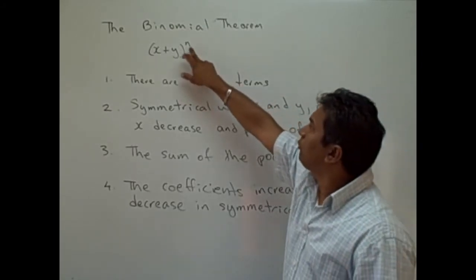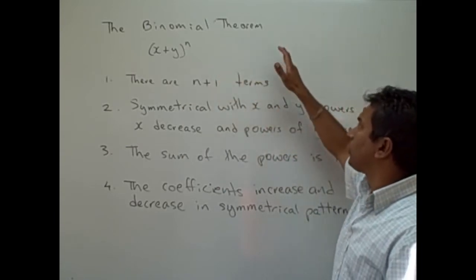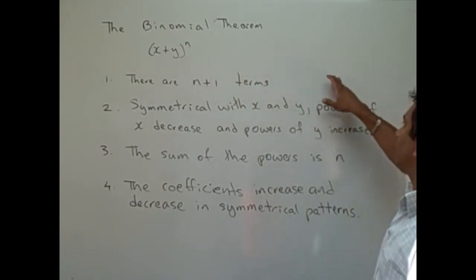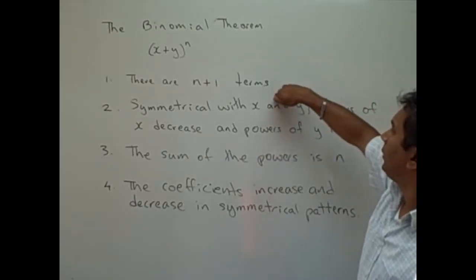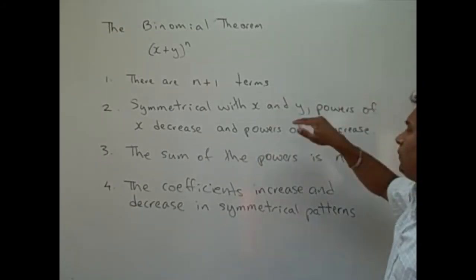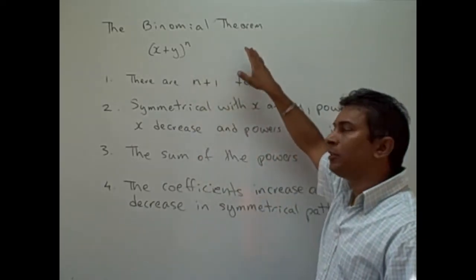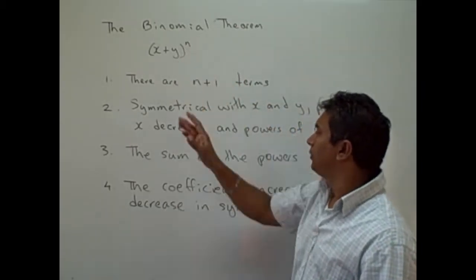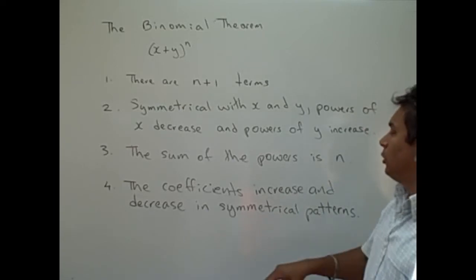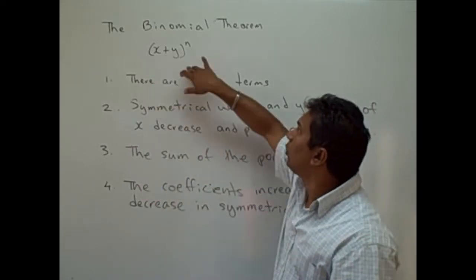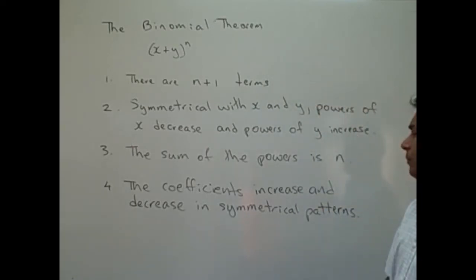So if this is to the 4th power, then the first term will be x to the 4th, then the next term would be x to the 3rd, and then x to the 2nd, and x to the 1. And the powers of y will increase accordingly. The sum of the powers is n, so the powers on x plus the powers on y should always be equal to n. And the coefficients increase and decrease in a symmetrical pattern. So our coefficient will start from 1, and then it goes up, and then it goes back down in a symmetrical pattern.